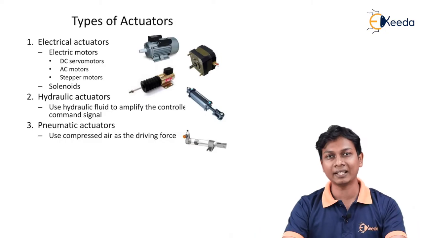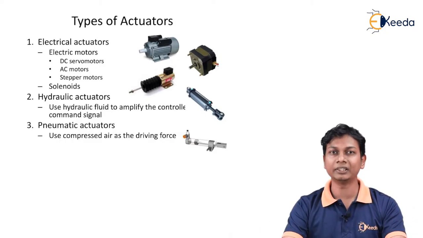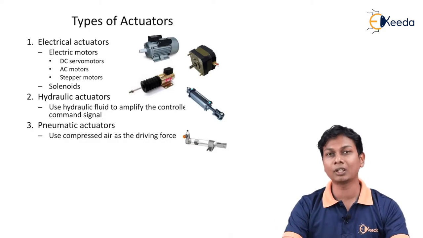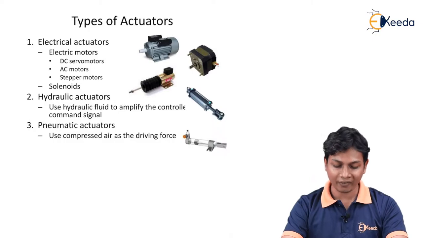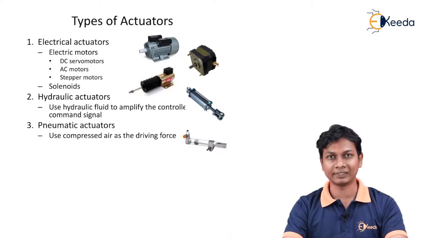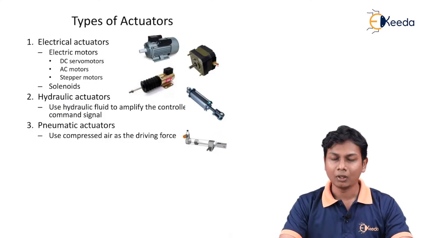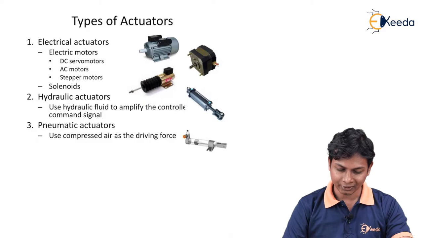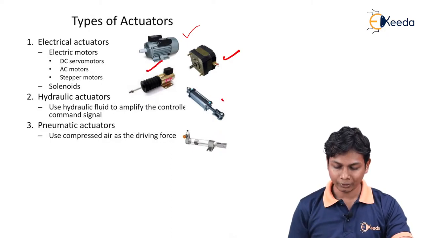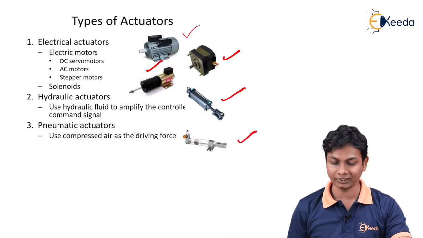These are the general examples of actuators where electrical signals are used. Now, a hydraulic actuator uses hydraulic fluid to amplify the control command signals. In the same way, in a pneumatic actuator, compressed air plays an important role in command and control signals. Here are some examples of the actuators. Here are a DC servo motor, AC servo motor, and stepper motor. The hydraulic actuator you have seen here, and the pneumatic actuator is here.